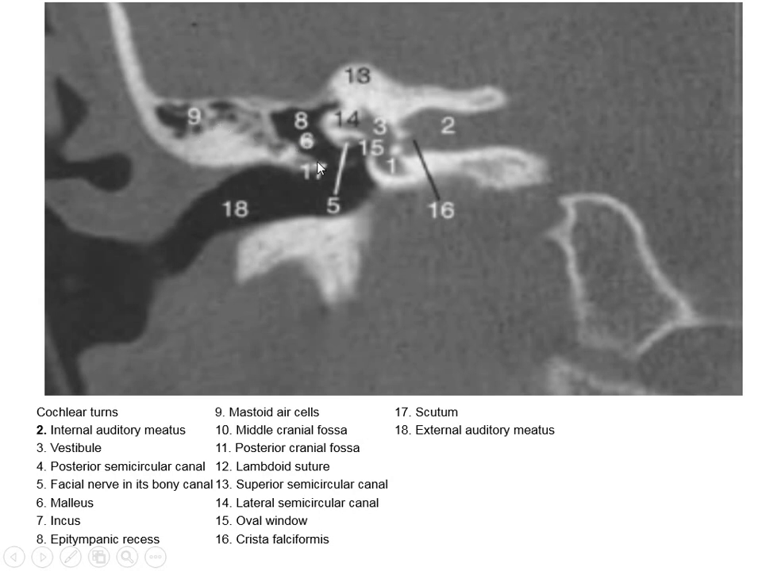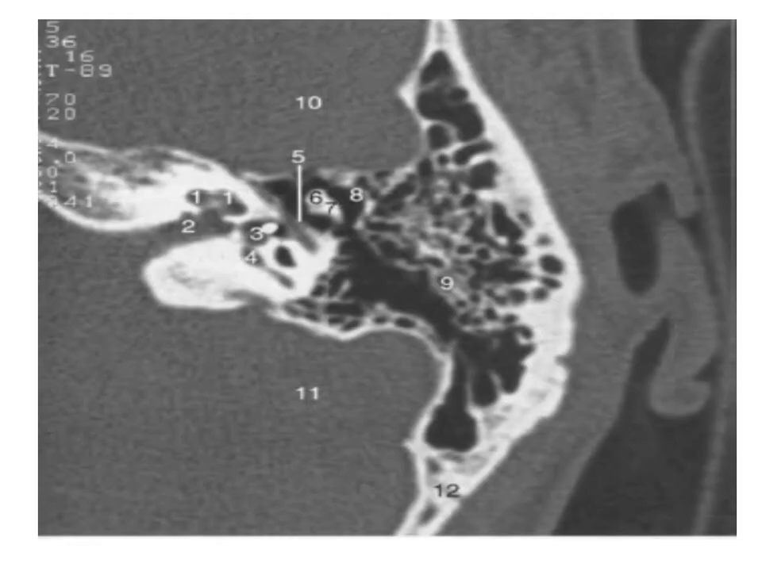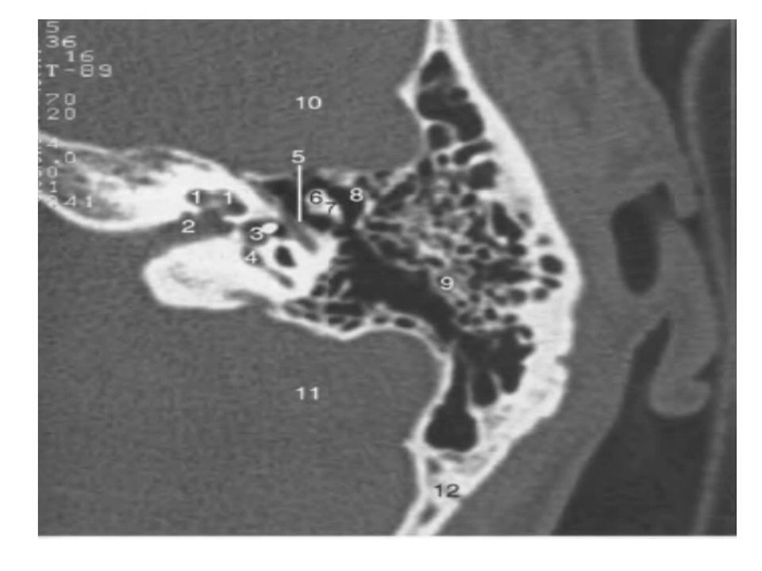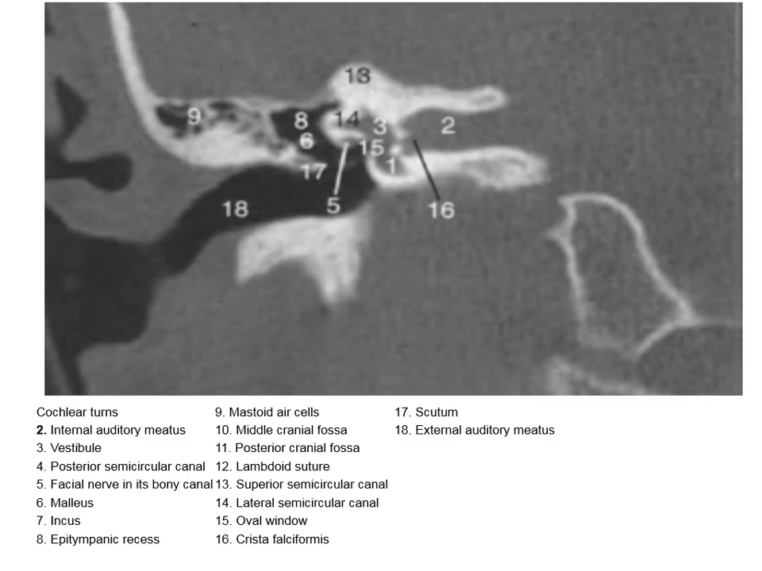So, question: why is this image sharper and more detailed than this one? This is very sharp, very well defined. Why is this a little bit less? Because this is a reconstructed image. We don't make a CT scan directly in the coronal plane. You make an axial and reconstruct into coronal. It will never be like the original one.